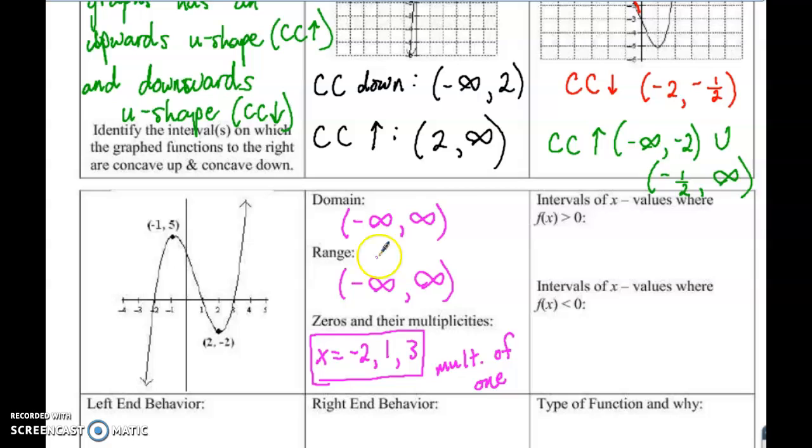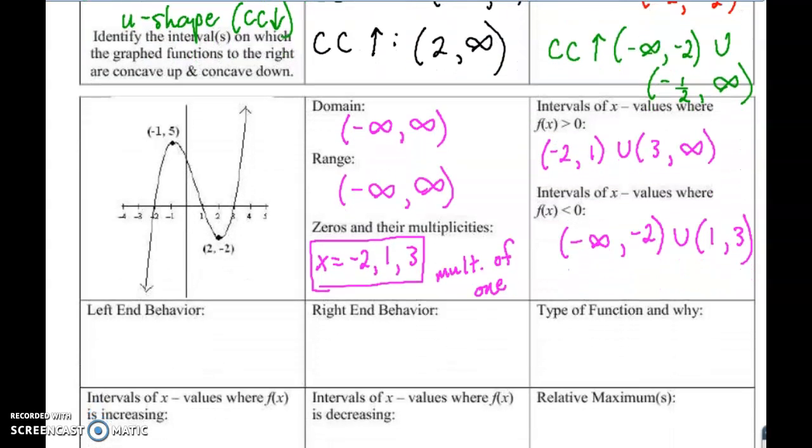Intervals for x, where it's above the x-axis, so it's not on. So we're going from -2 to 1 is above the x-axis, from 3 to infinity. If I'm going too fast, please pause the video. Below the x-axis, 1 to 3.